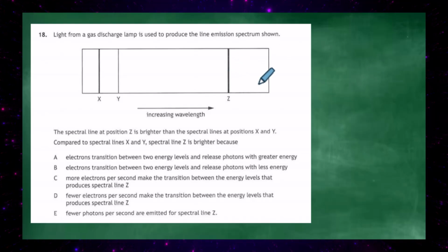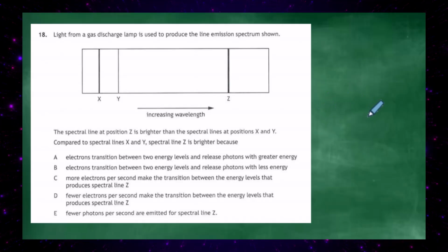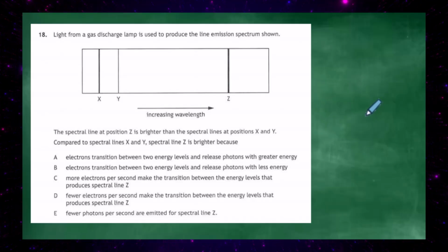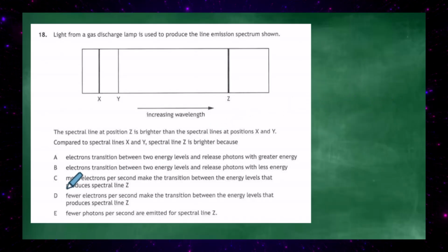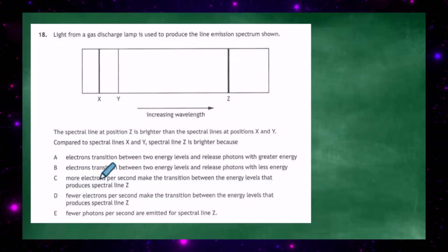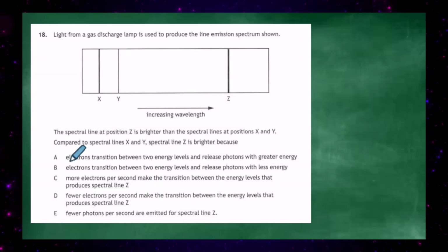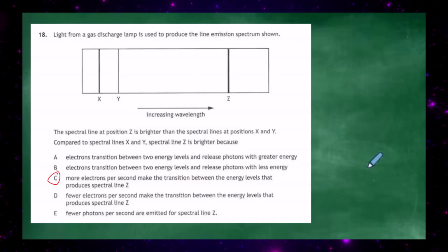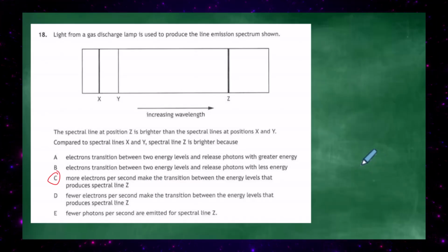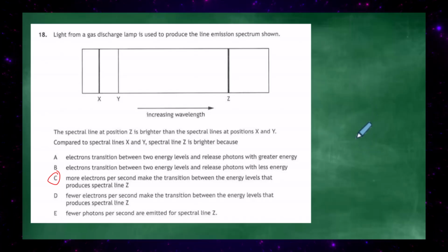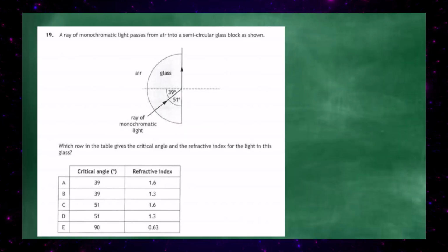Because a brighter line means more photons. So we're looking for more electrons per second to make that transition, and that looks like it's going to be this one here. C, more electrons per second make the transition between energy levels that produce line Z, and that is correct, because the more electrons that make that transition, the more photons are released, the brighter the line.